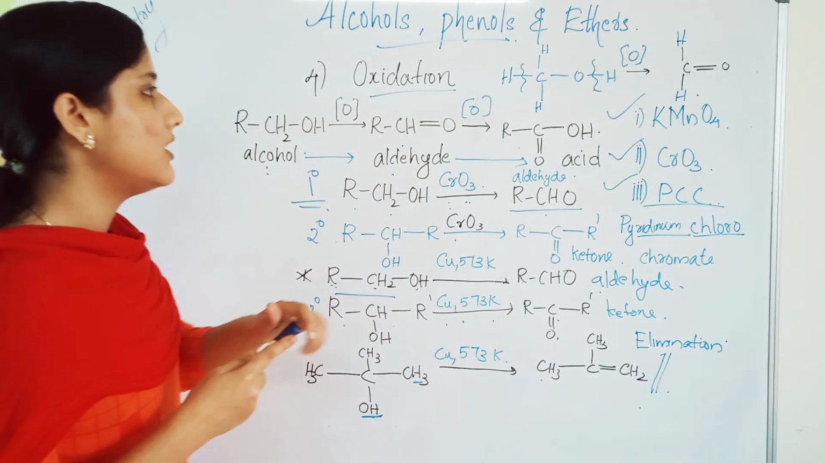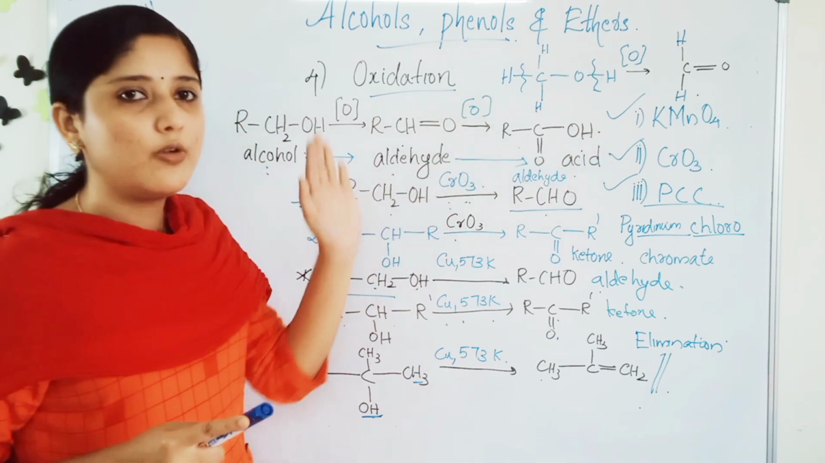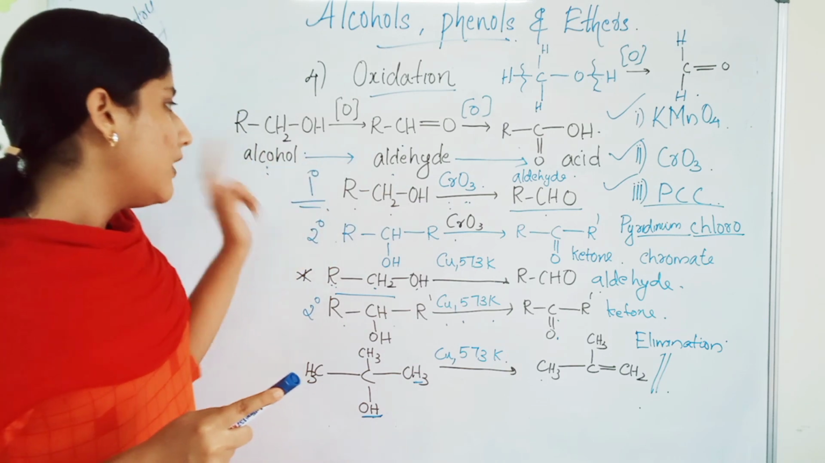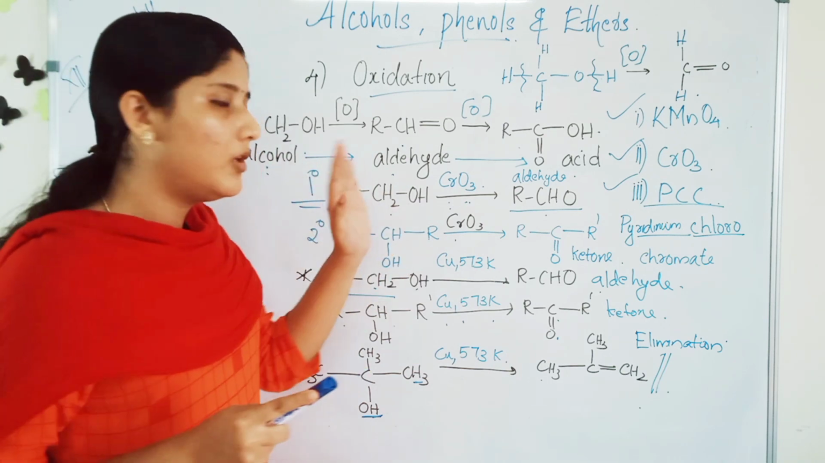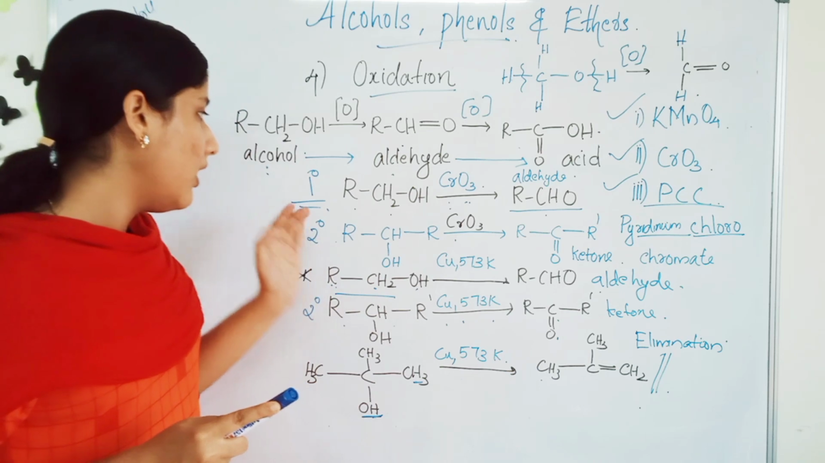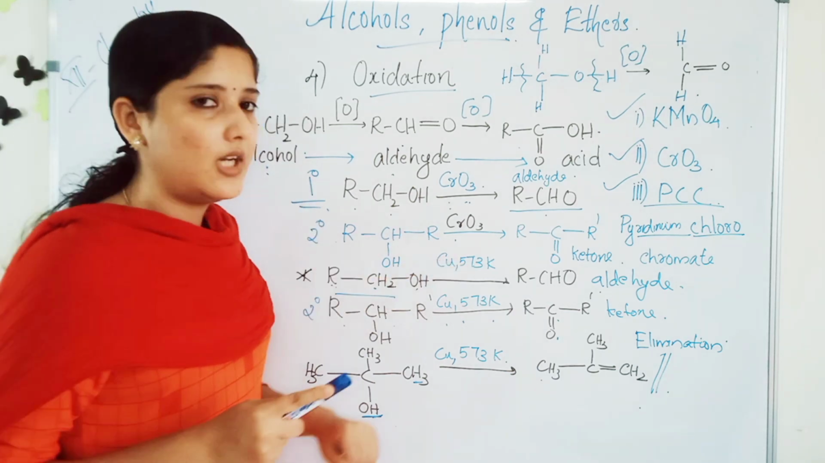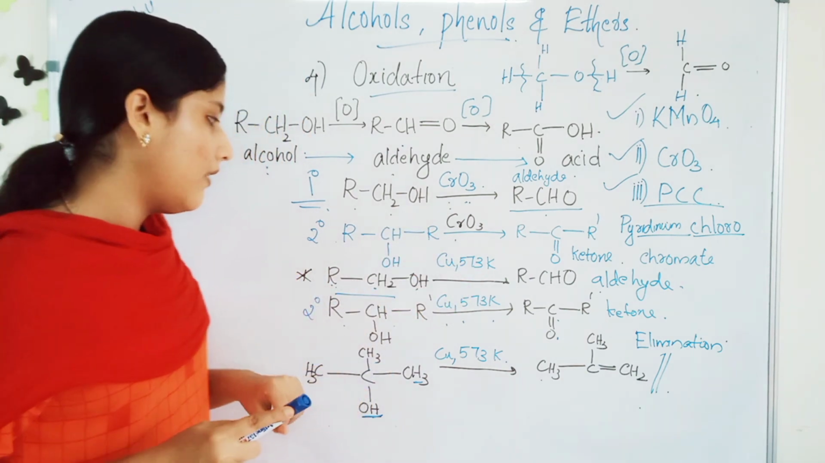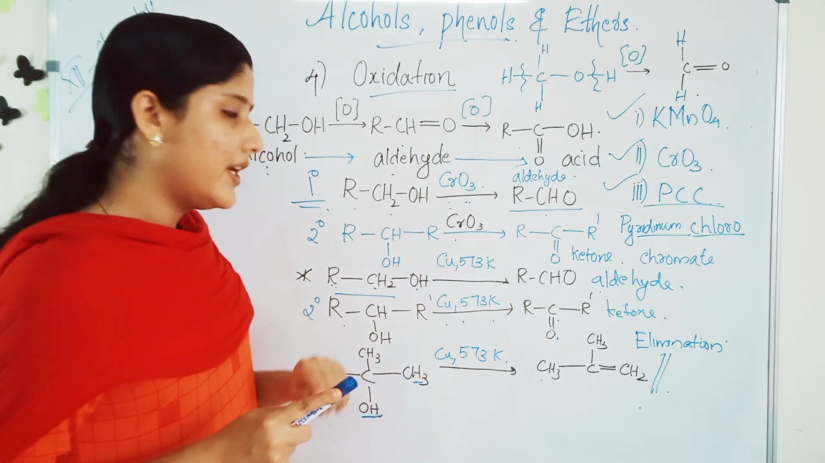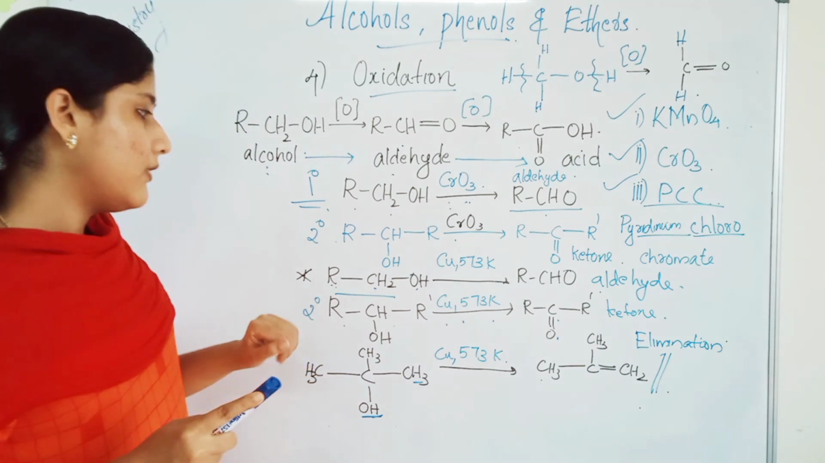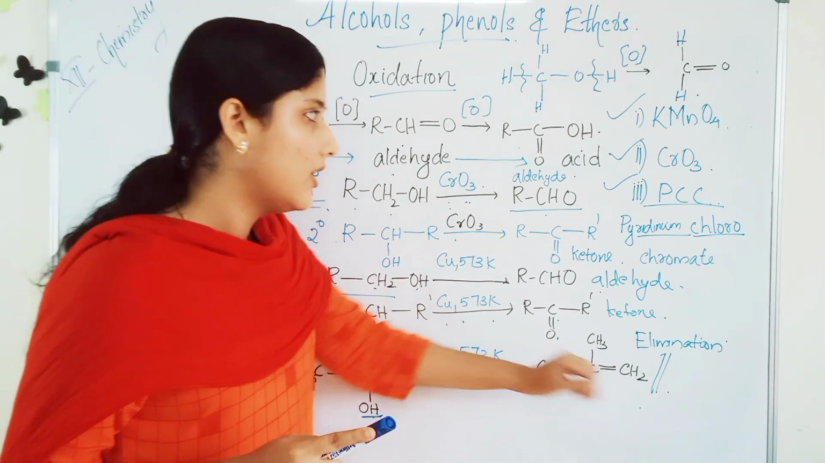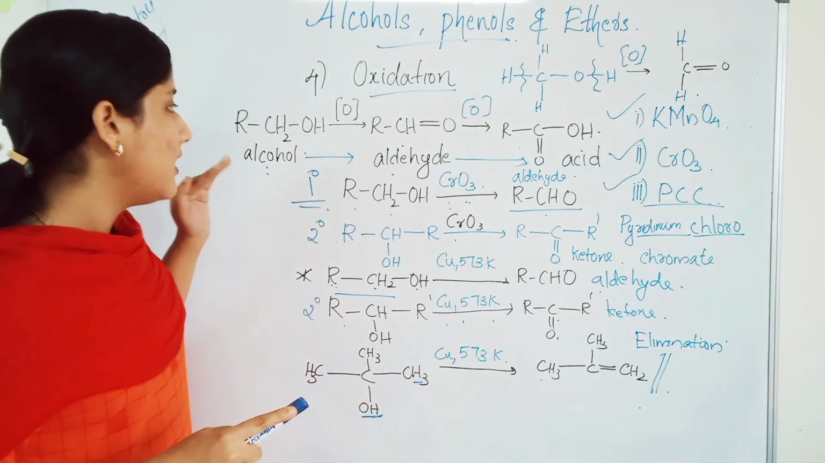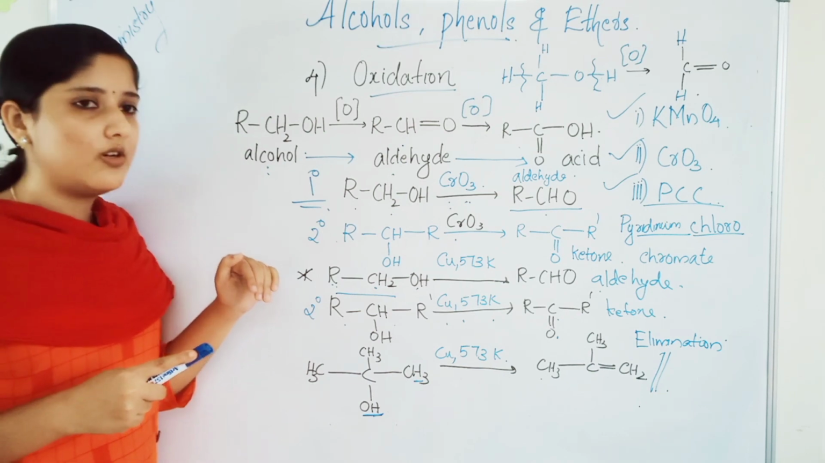What happens in oxidation reaction? We will get what first? Alcohol oxidizes to aldehyde, then to acid. If you are using chromium trioxide, primary alcohol gives aldehyde. If secondary alcohol, it will be oxidized to ketone. Similar happens in the case of copper at 573 Kelvin. But when we are oxidizing a tertiary alcohol with copper at 573 Kelvin, we will get the eliminated product. After elimination, we will get an alkene as the product. These are the points in oxidation reaction.